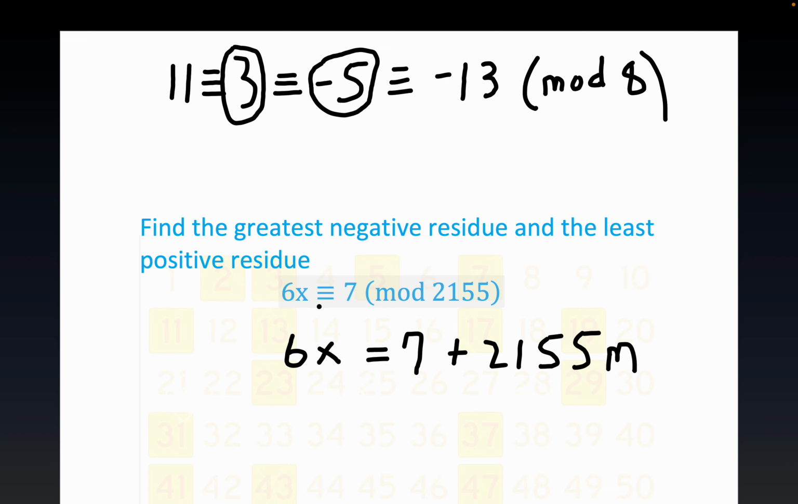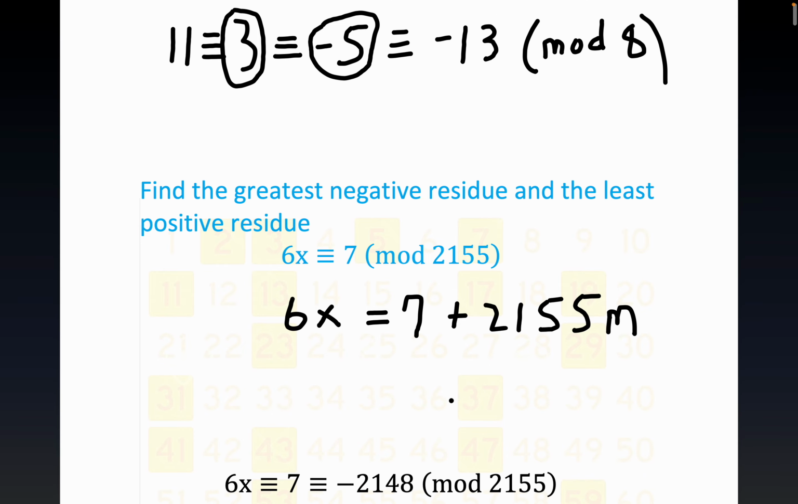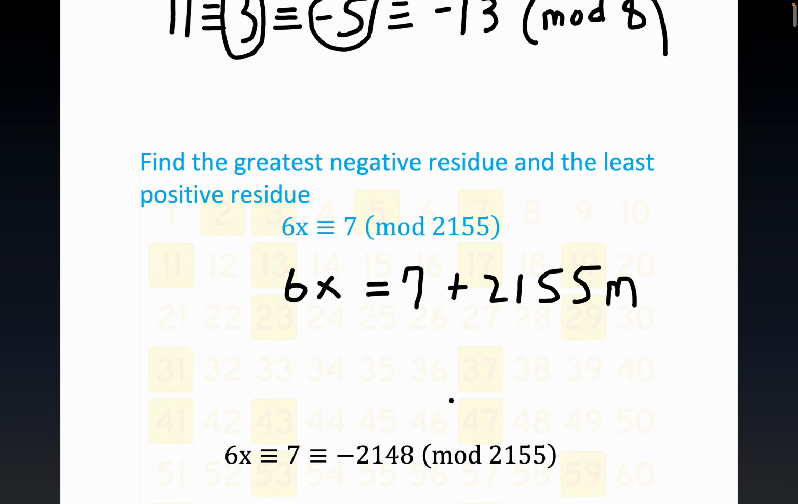You could think of this as 6x minus 7 is a multiple of 2155, and you bring the 7 to the other side, and you get this statement. Okay, now let's get down to solving this. We're going to go for the greatest negative, and all I did was just note that 7 plus 2148 is 2155. So 7 minus 2155 gives you -2148, all right?